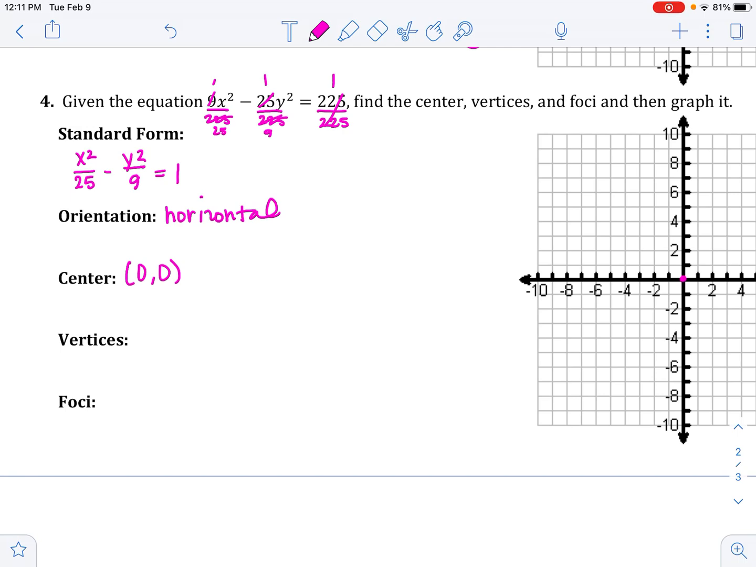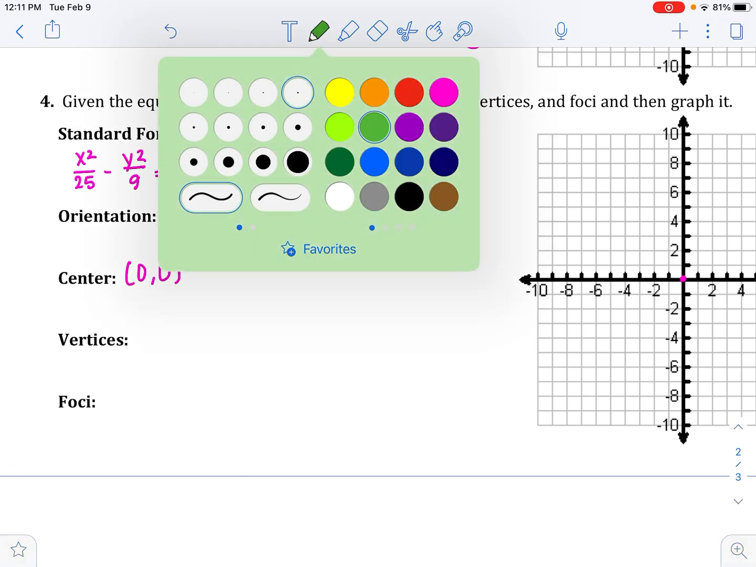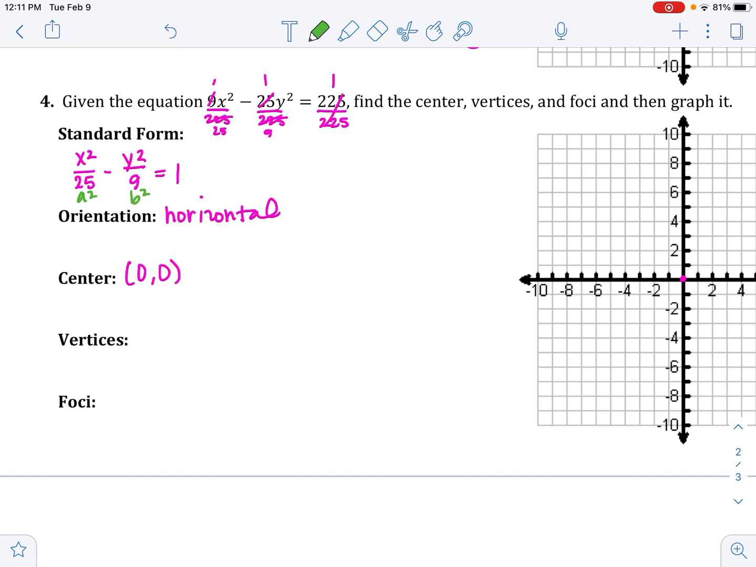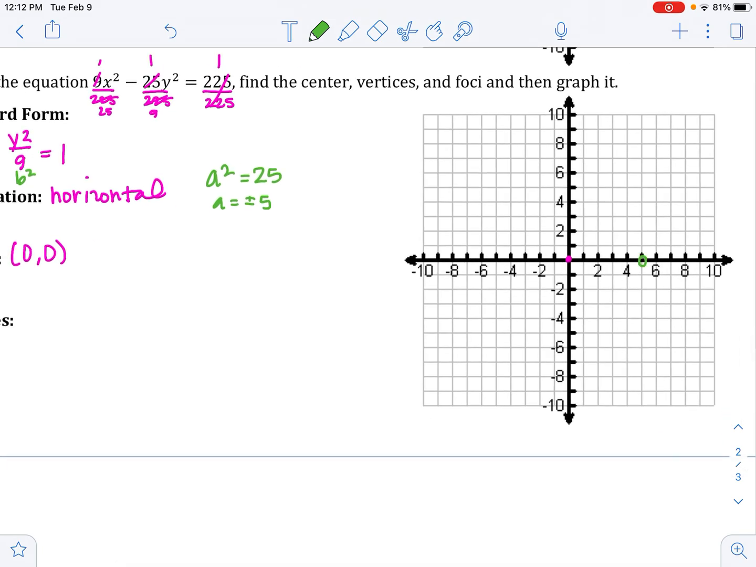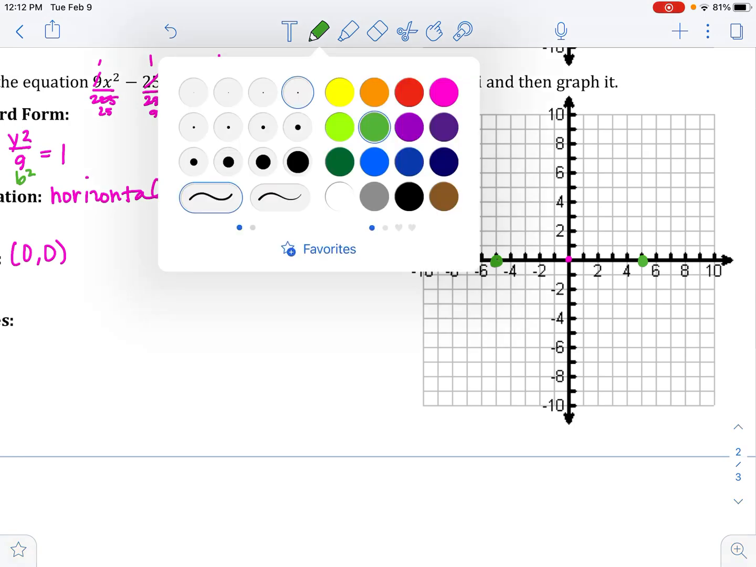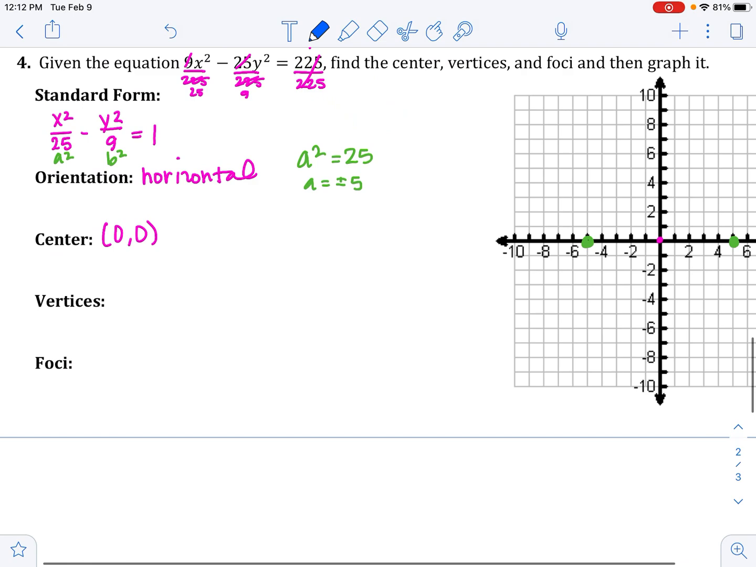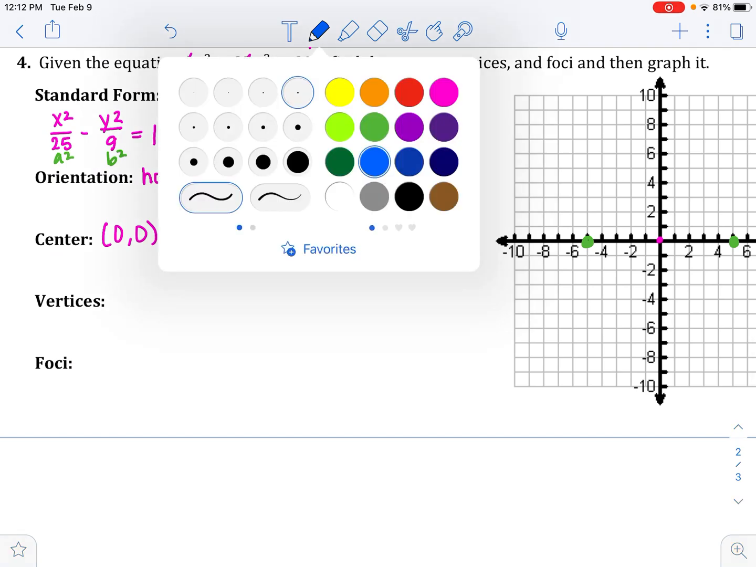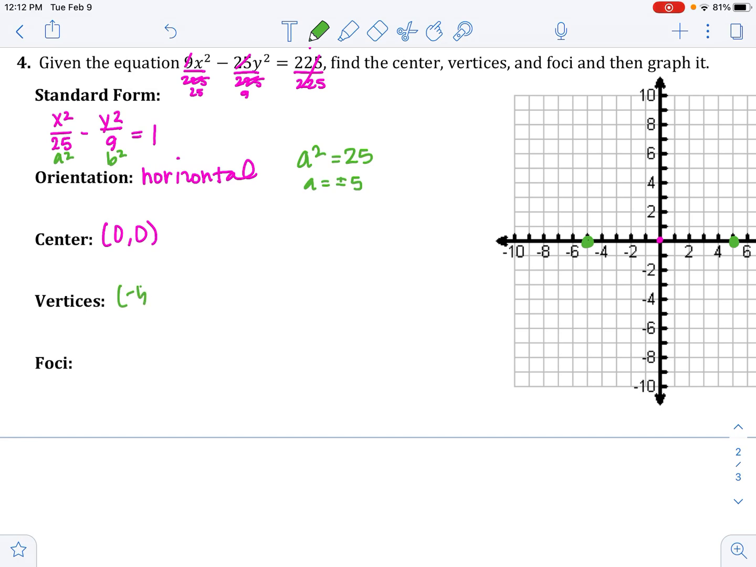The center is 0, 0. Go ahead and graph your center. All right, now I need to find a. A squared is 25, b squared is 9. So a squared is equal to 25. A is equal to plus or minus 5. So since this is horizontal, I'm going right 5 and left 5. I'm making these vertices jump out at me. I made them green this time, so I gotta be careful. All right, now I'm going to write down the location of them. They are at -5, 0 and 5, 0. Or you can write plus or minus 5, 0.